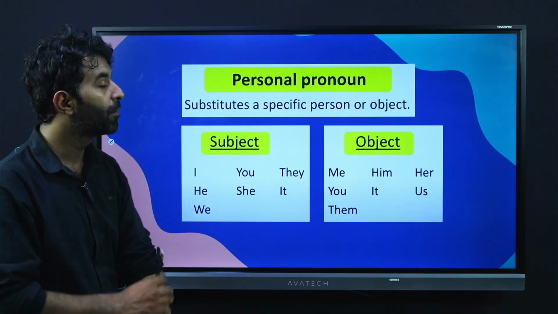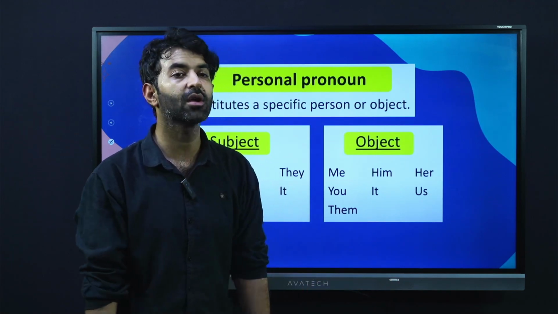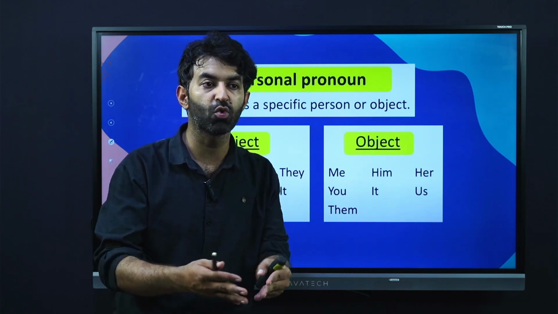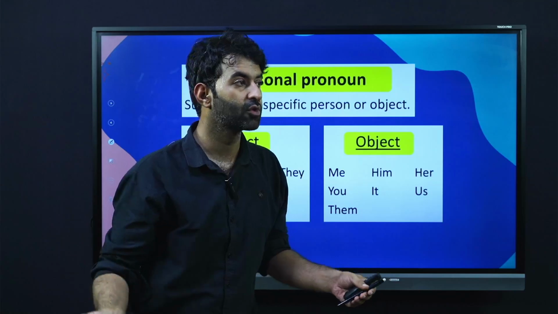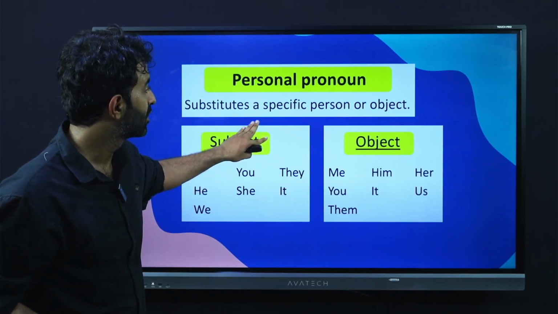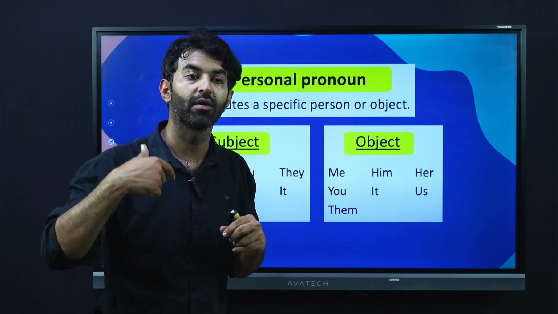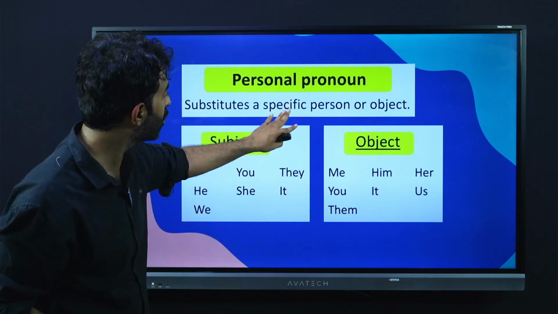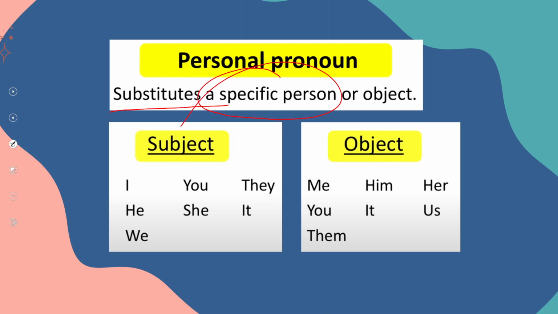Now let's talk about personal pronouns. What do you think about the word personal? It is related to a person, right? It could be related to me. It could be related to you. So all these words that are related to me or the other person personally are your personal pronouns. It substitutes a specific person or an object.